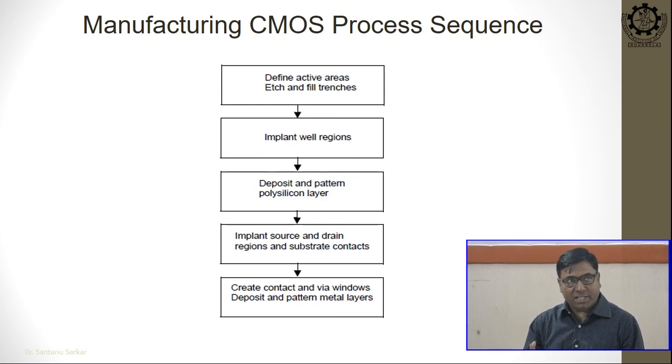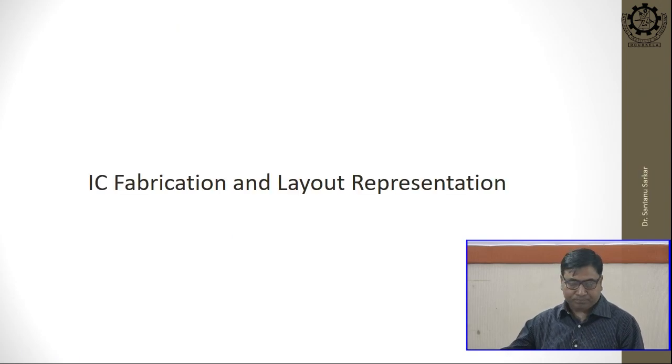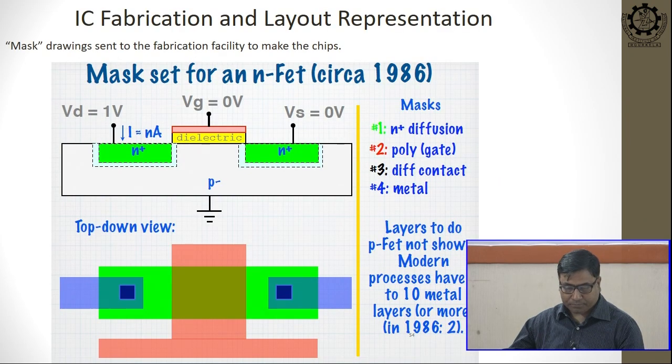So, this generation is known as masking, generating the mask, right, all of this. Your cost of fabrication actually depends on how many masks you need to generate, and accordingly your fabrication cost will be decided. So, that was an overview of your IC fabrication, and let us discuss a little bit about the layout representation.